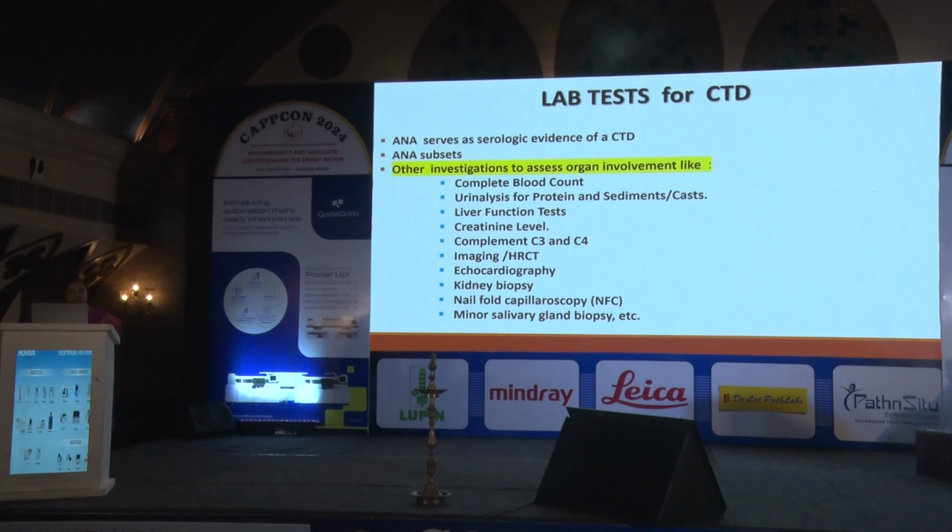Then comes the ANA. Once that is positive, we have to go for the ANA subsets, which should be ordered in patients who are positive for ANA. And then other investigations to assess the organ involvement are the CBC, the urine analysis for protein, the sediments and cast, liver function test, creatinine level, complement C3 and C4, HRCT for complications of MCTD, which is interstitial lung disease.